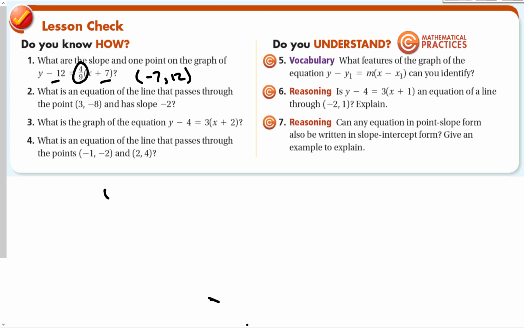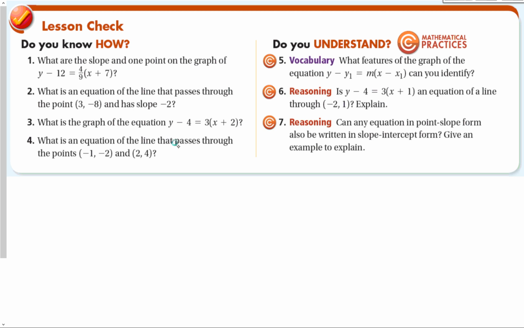Okay, so we have y minus negative 8, so that turns positive, slope times x minus 3. What is the graph of the equation? We have our slope, we have a point, plot the point, graph. The slope is 3 over 1. So we would start at negative 2, comma 4, and I would go up 3, right 1.